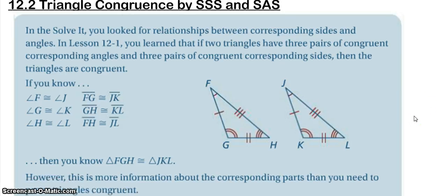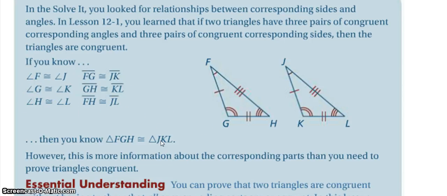You notice that in the solve it, we dealt with two triangles being congruent, and therefore they have three pairs of congruent angles and three pairs of congruent sides. If we know all of this, then we can prove the triangles are congruent. Likewise, if we know the triangles are congruent, we know all of this. But these 6 pieces of information are more than what we need to know.